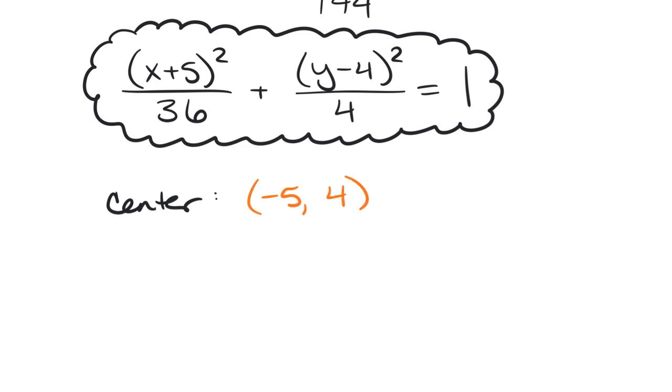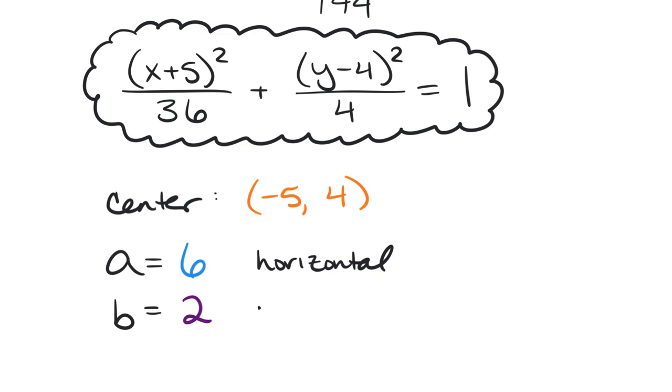-5, very good. Looking just at the equation again, what is the a value? 6, very good. And then what is the b value? B is 2. So is this a horizontal or a vertical ellipse? Horizontal. The larger number was underneath the x, so it's a horizontal ellipse.